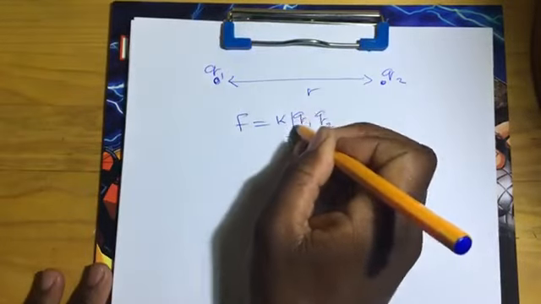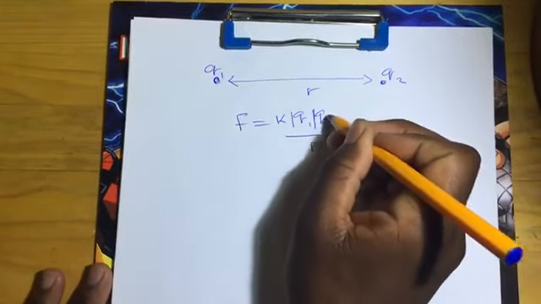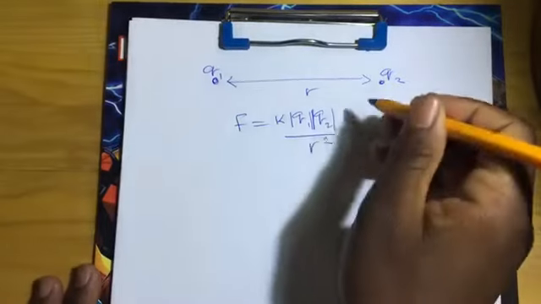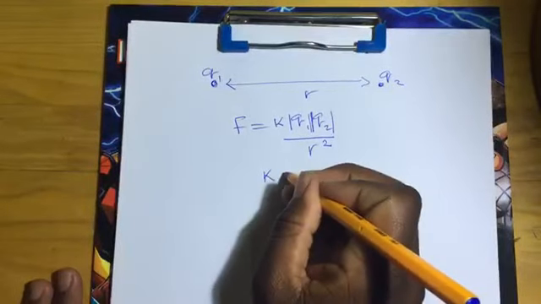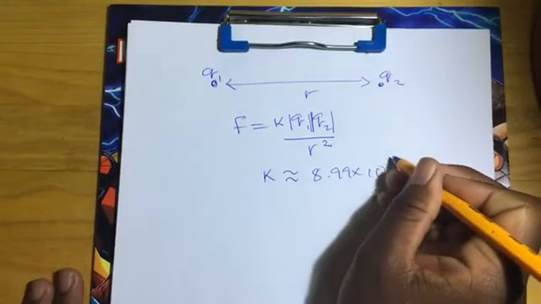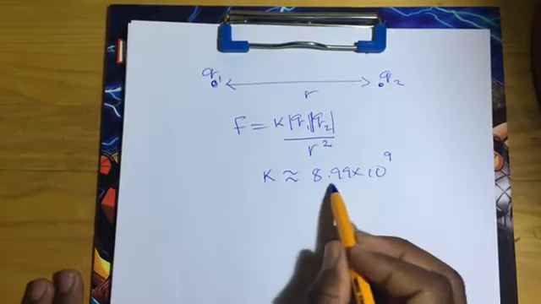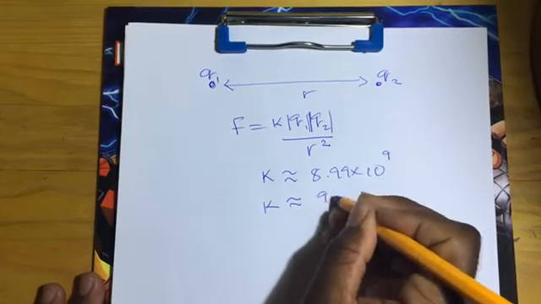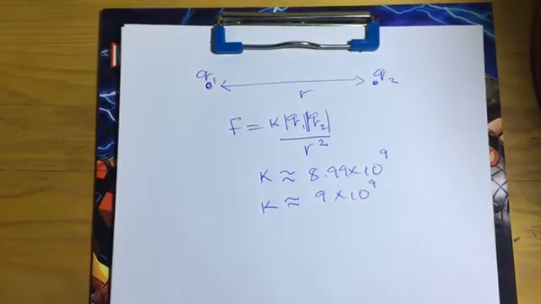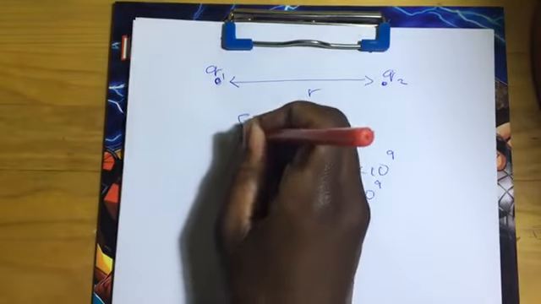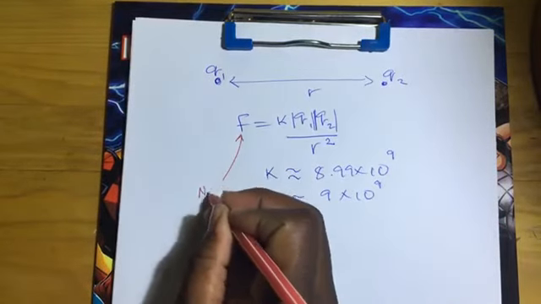We have to make sure Q1 is positive. We have to make sure Q2 is positive. So we introduce these modulus bars. And then we said K is approximately 8.99 times 10 to the power 9. Now, 8.99 is just as good as 9. So K basically will just be taken as 9 times 10 to the power 9. You'll learn about units later. For now, the only thing that matters is to know that the units for force should be newtons.